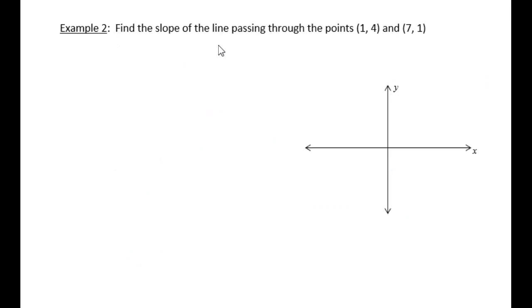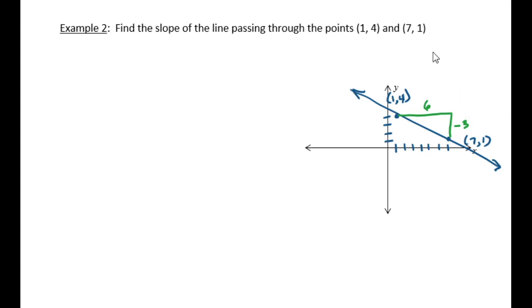Here we're finding the slope of the line passing through the ordered pairs 1, 4 and 7, 1. Here I've plotted the two ordered pairs and sketched the line that passes through them. This line is going down from left to right, so we expect to get a negative slope. When we look at the vertical and horizontal change between these two ordered pairs, you can see that we're going 6 units to the right, so we have a horizontal change of +6, and 3 units down, so we have a vertical change of -3. That means the slope should be -3 over +6.